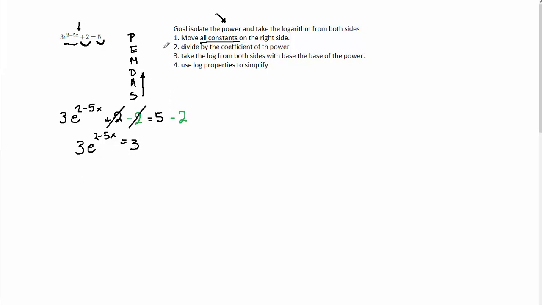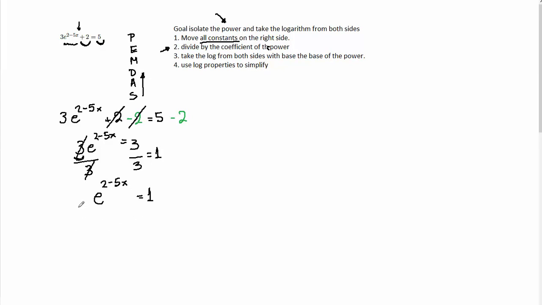The next step is going to be to divide by the coefficient of the power. Now, the power that I'm using right here is the e to the 2 minus 5x. So the coefficient will be the number 3, this 3 right here. So I need to divide both sides by 3. By doing that, I simplify the 3's on the left side, and I have 3 over 3 equals 1 on the right side as well. So I have e to the 2 minus 5x equals 1.